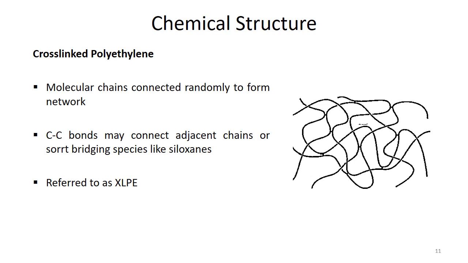So these cross-linked polymers consist of molecular chains that are linked at random points to form a network. These cross-links can consist of carbon-carbon bonds which directly link adjacent chains, or it could be short bridging species such as siloxanes which may link 2, 3 or 4 chains. We often refer to these materials as XLPE. We shall learn about how we can introduce cross-linking in polyethylenes.